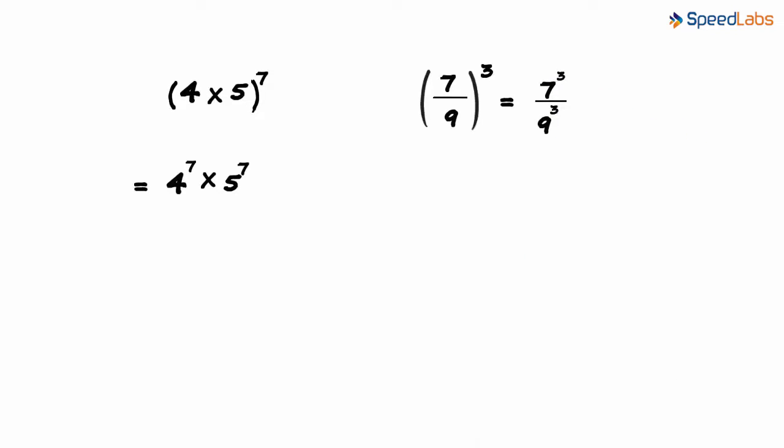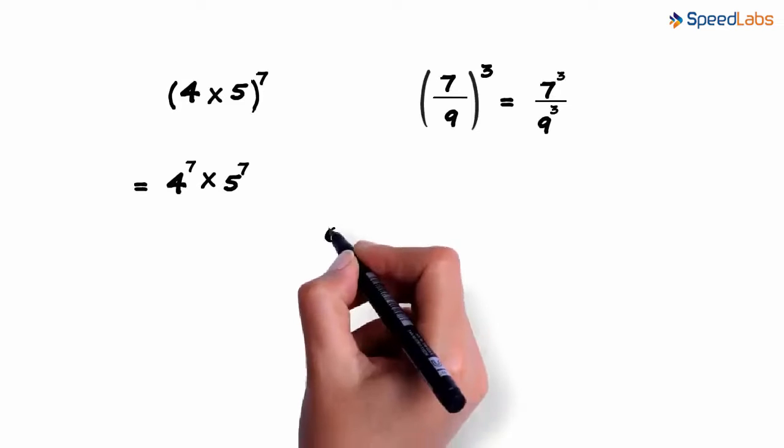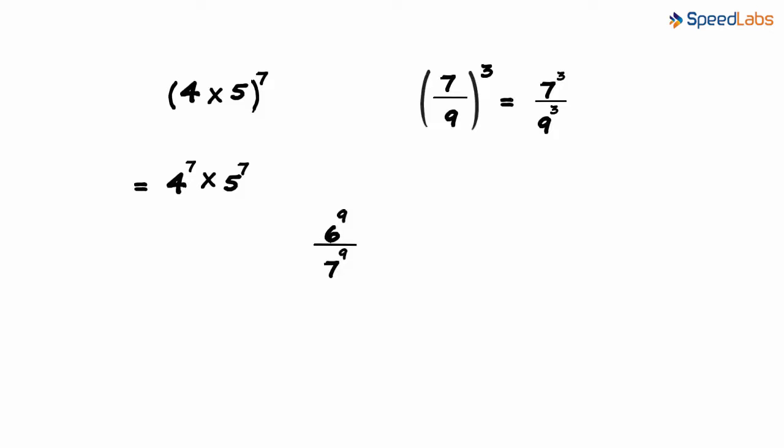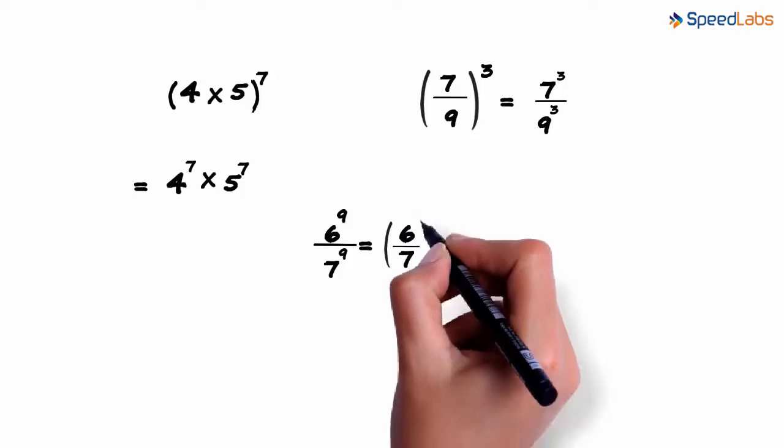Okay, here's a tricky one. What if we have a fraction like this? 6 raised to 9 by 7 raised to 9. Can we use the reverse of the law? Yes, this can be written as 6 by 7, the whole raised to 9.